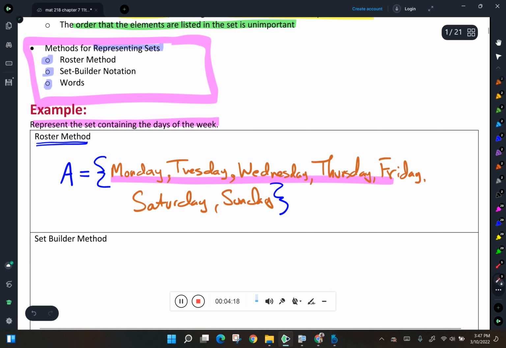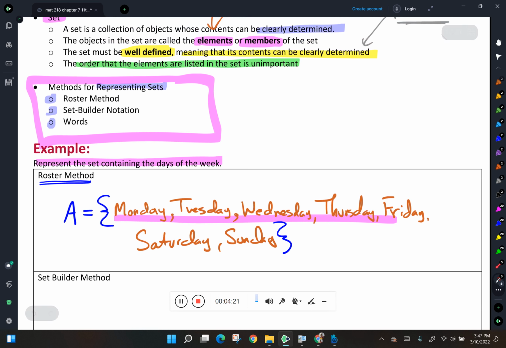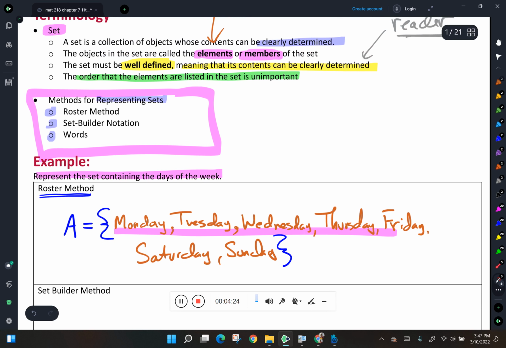Now I'm going to go back to the definitions and say, okay, do I meet all of the definitions for a set? That is, do I have a collection of objects whose contents can be clearly determined? Yep, I've got a set, braces in the front end, braces in the back end, elements listed with commas in the middle, right? Is it well defined? So if someone read that, would they know that I'm talking about the days of the week? And then the last one says that the order of the elements that I put in there is unimportant. So I started with Monday and went through Sunday. If you started with Sunday and went through Saturday, would that be the same set?